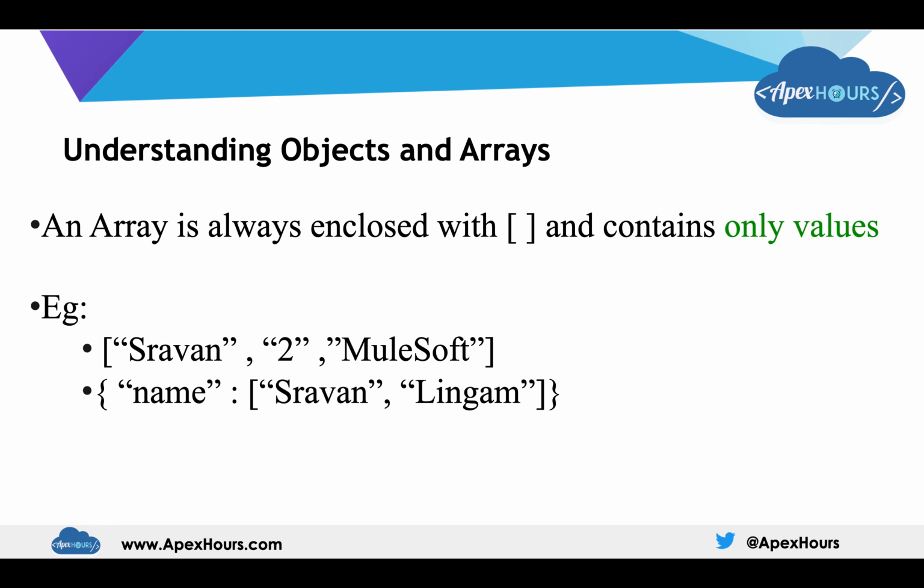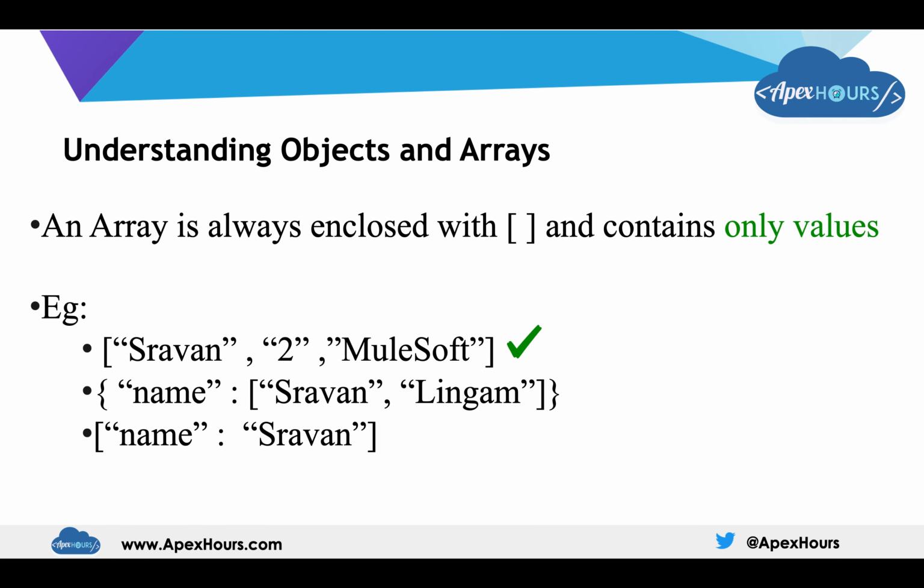Let's see the examples. There are 3 examples here. The first example is enclosed with square brackets. The first check is completed, which is fine, and it should contain only values. If you see here, I have only values. Shravan is a value. There is no colon to separate a key value pair, right? Shravan, 2, Mulesoft, all these 3 are separated by commas, which is fine, and it has only values, no key value pairs. That's why it is a valid array.